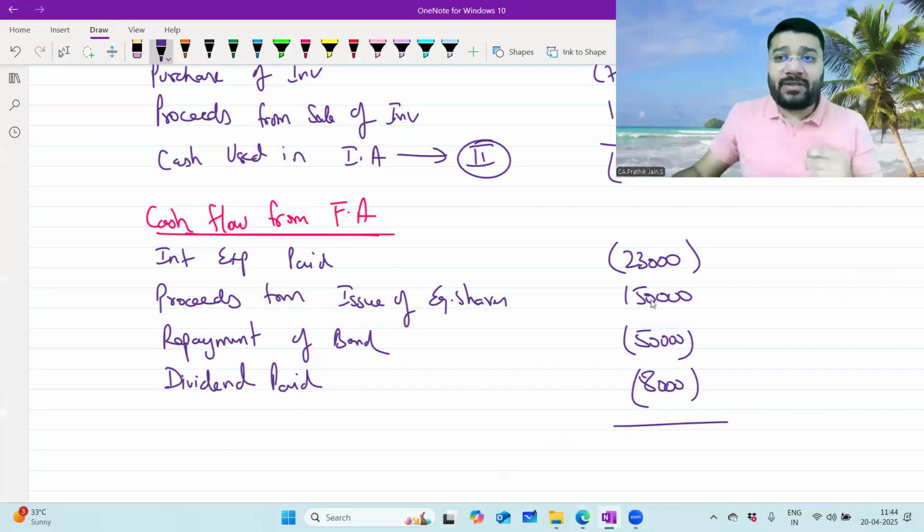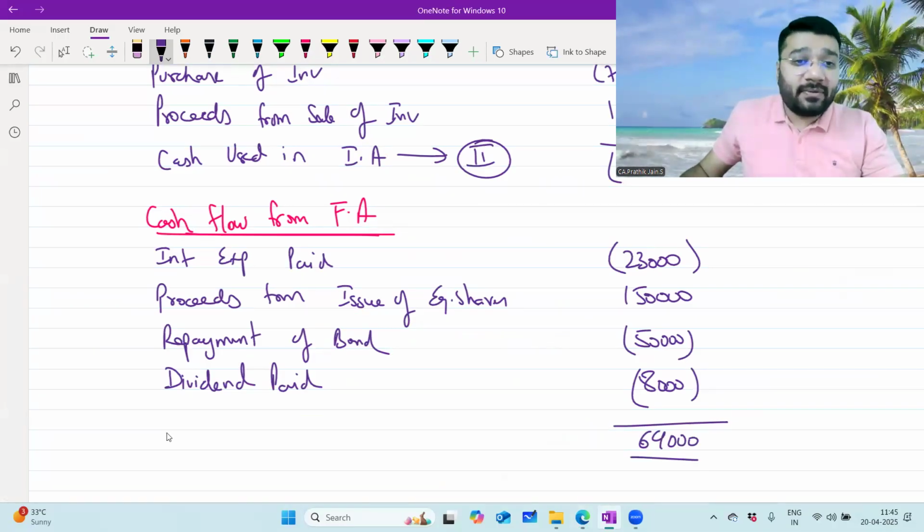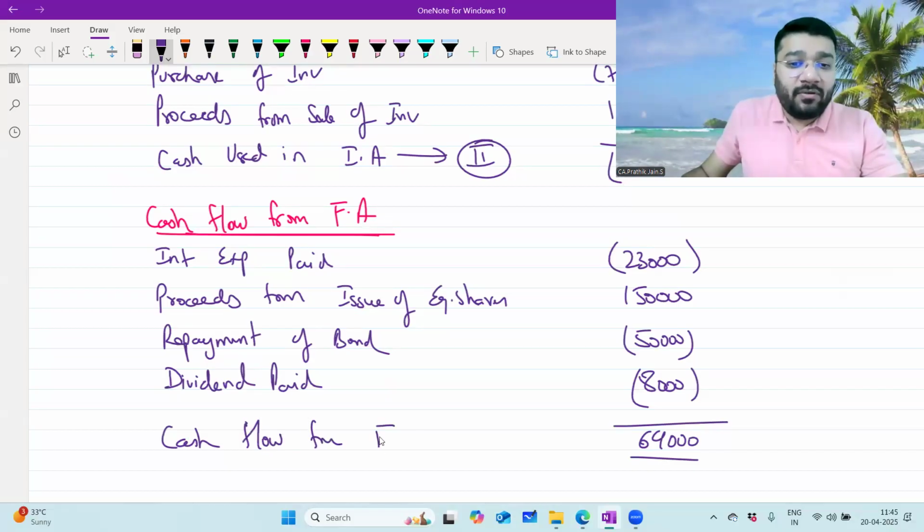I'm showing. Total first. Positive or negative? Positive, sir. 69,000. What is it called as? Cash flow from financing activities.